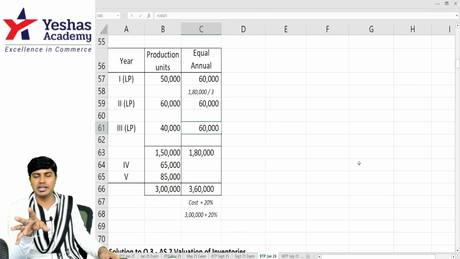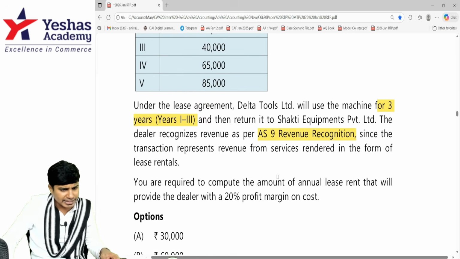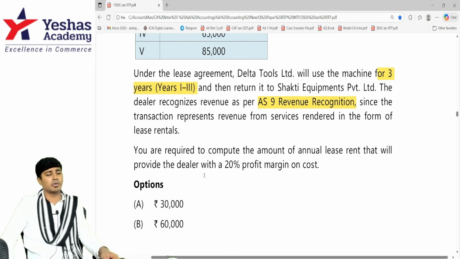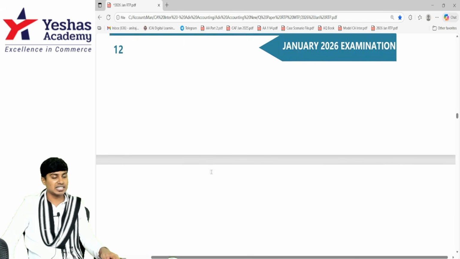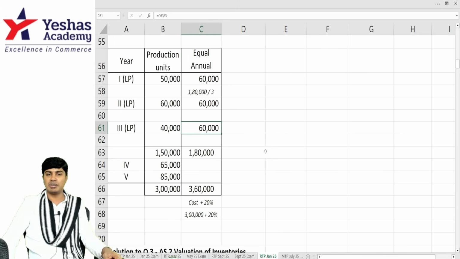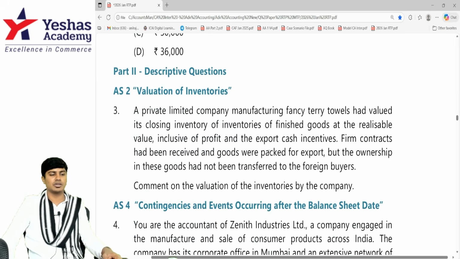If they pay, cash will decrease. If they don't pay, it will be recorded on accrual basis as liability. Then you are required to compute the amount of annual lease rental that will be provided by the dealer with 20% profit margin. Answer is option B, 60,000. That's the answer that we just computed. We're done with the second question, which is an MCQ question, which looked like a case scenario question.